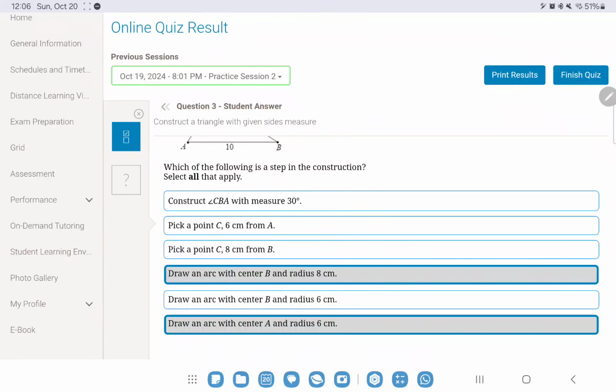So let's see. Draw an arc with center B, radius 8. Draw an arc with center A, radius 6. And that's it for this quiz. It's all construction. That's why this is most likely gonna come in the written, because it's drawing. You can't really have much computerized questions on it.